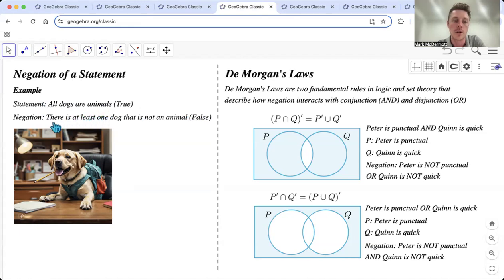Let me make sure I phrase this right. We've stated something that isn't true: there is at least one dog that is not an animal. That's obviously not true, and that's the correct negation of that statement, all dogs are animals, which is true.